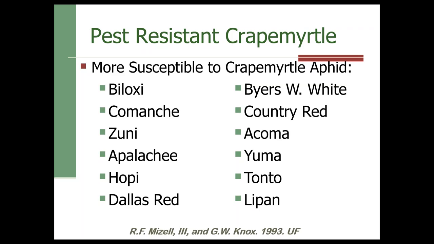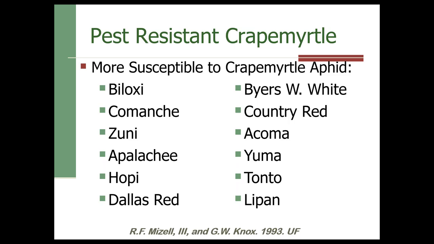However, the flip side of that is that most of the hybrids are very susceptible to crepe myrtle aphid, such as you see here, Biloxi, Zuni, as well as a few others like Acoma, Tonto, Lipan. Not as much distinction between these two groups as we would like, but it does show that there is something going on with the cultivar selection there.